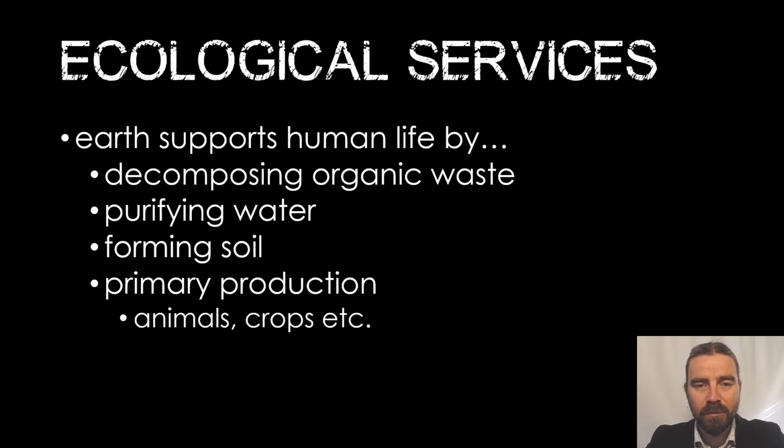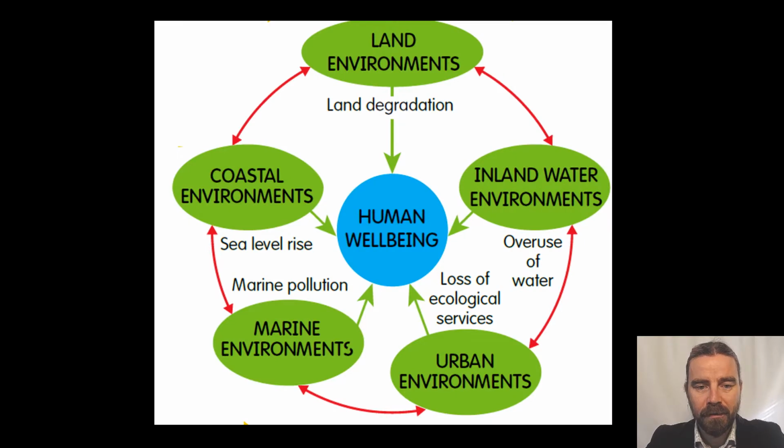Animals, crops, etc. Okay, here's a little picture showing all the different environments and how they benefit human well-being. We've got marine environments, coastal environments, land environments, inland water environments, and urban environments. They're all good, but we can harm them, and those arrows show all the ways that we might harm those things. We shouldn't do that. It's naughty.